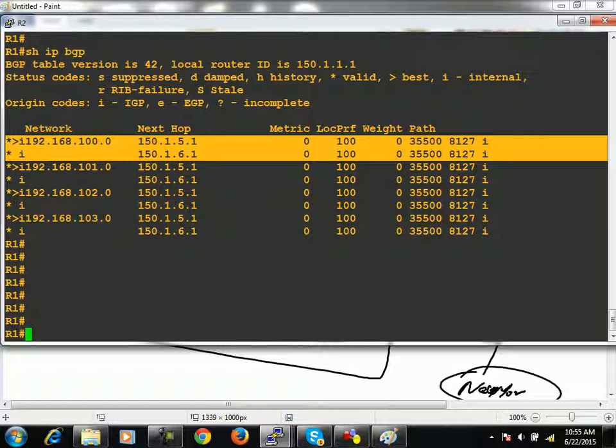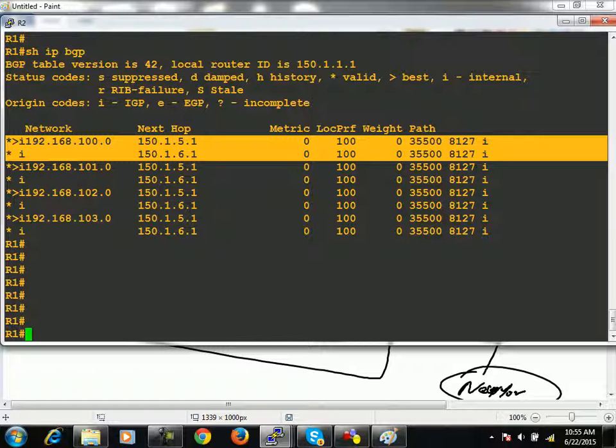Next is what? IGP codes. I mean origin code. Don't say IGP code, say origin codes. So via both neighbors its origin code is what? I, which is again equal. It means that based on origin code again BGP is not going to define its best path selection.